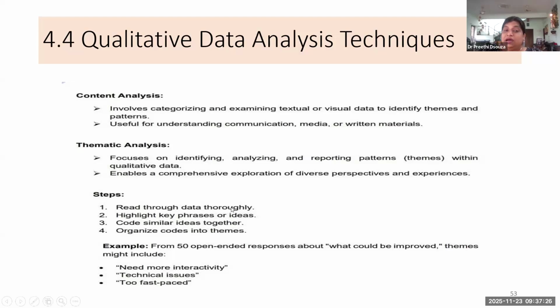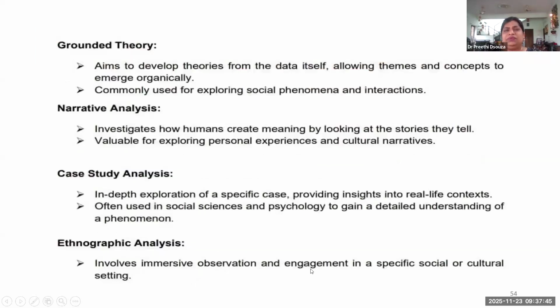Read through the data thoroughly, identify key phrases or ideas, which is key for me, which is key for you. Code similar ideas together. Organize codes into themes. Now, this is where you're having the thematic analysis. Very difficult, okay? Third one is grounded theory.